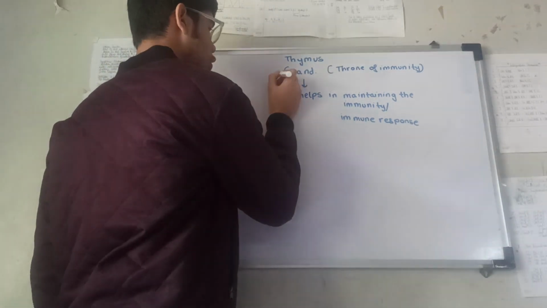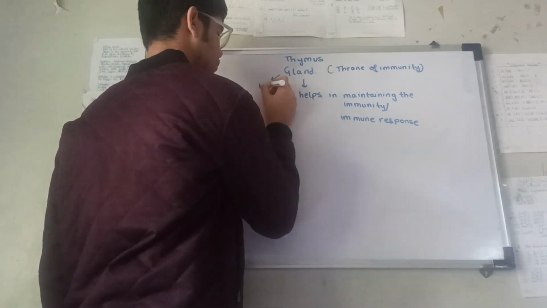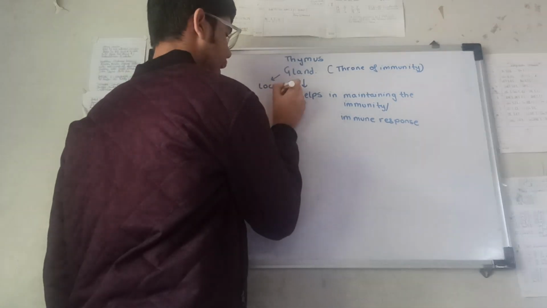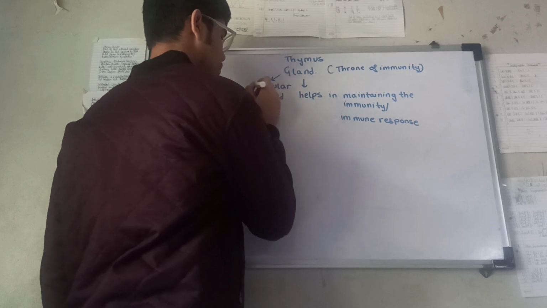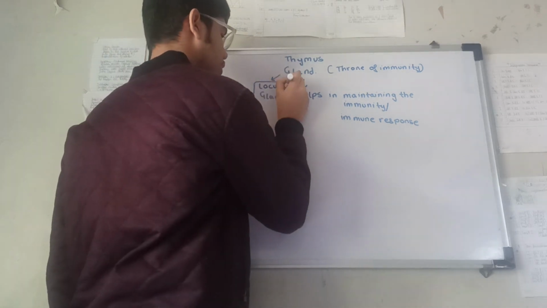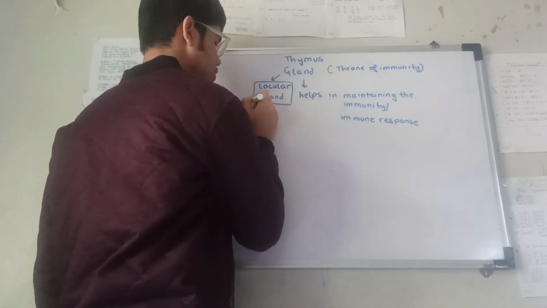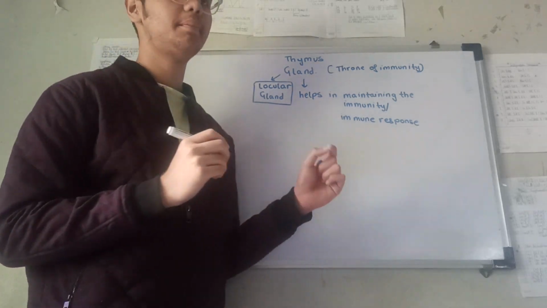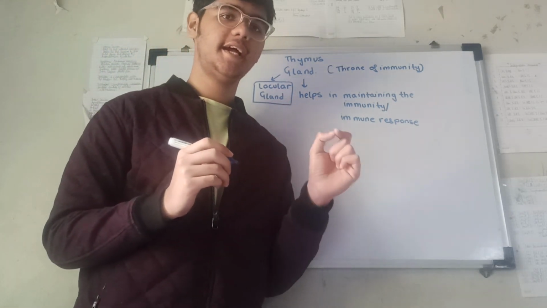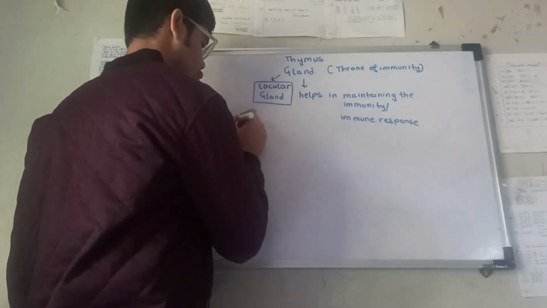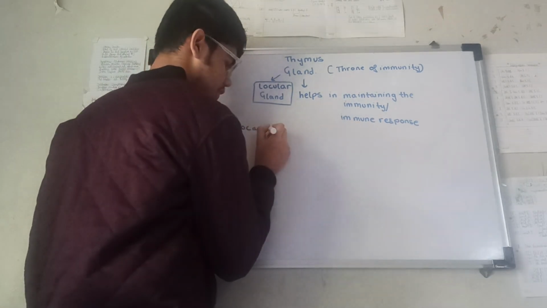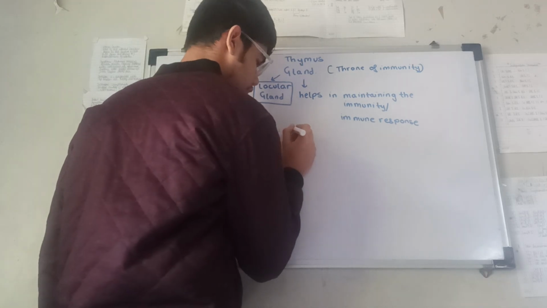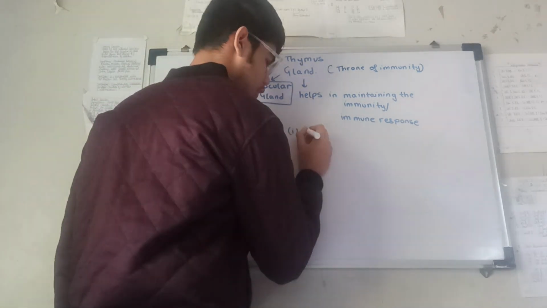First, it is a lobular gland. This question can be framed in NEET and other exams, like which is a lobular gland. So the thymus gland is a lobular gland. And next, its location. So what is the location? First point, between the lungs.